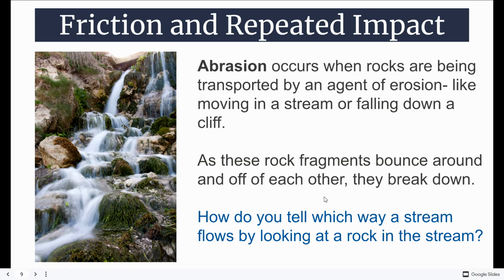So the next type is friction or repeated impact, and this is called abrasion. Abrasion is going to happen whenever a rock is transported by some type of agent of erosion, so something that moves other things. So if you have water eroding away soil and rock chips, even large pebbles, anything that's moved by that water or ice or even wind is going to flow across or rub across wherever that water is going.